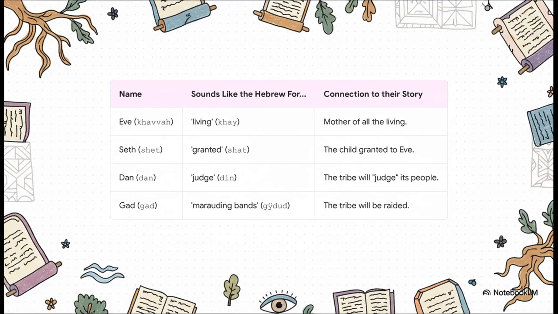And what's so fascinating is that in the original Hebrew, names are almost never just names. They're basically little prophecies. So, Eve's name, Chava, sounds just like the Hebrew word for living. Seth sounds like the word for granted, and it keeps going. Later, when Jacob is blessing his sons, he uses puns on their names to predict the future of their tribes. This isn't random, it is 100% intentional literary genius.